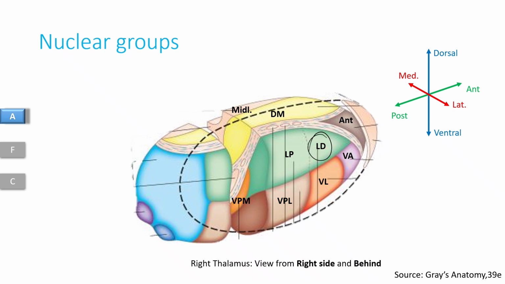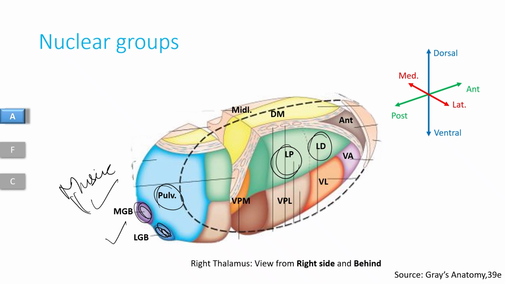Now, the dorsal tier: you have the lateral dorsal, lateral posterior, and the pulvinar. And posteriorly, you can see these two bumps. Okay, these two bumps are very important. They are the medial geniculate body and the lateral geniculate body. Medial geniculate body is concerned with music. Okay, you can remember it like that: M for music, medial geniculate body, music. It's actually a part of the auditory pathway. And LGB is for light. Okay, L for light, because it is part of the visual pathway. LGB is part of the visual pathway, MGB is part of the auditory pathway.